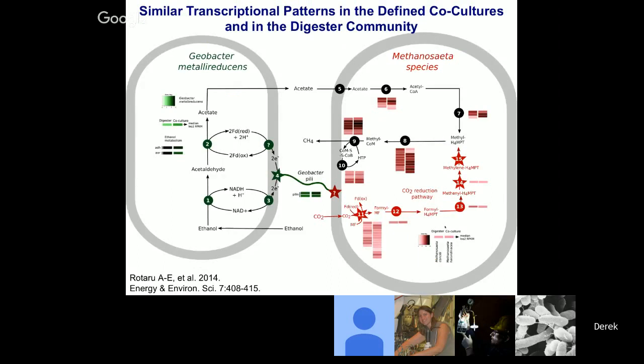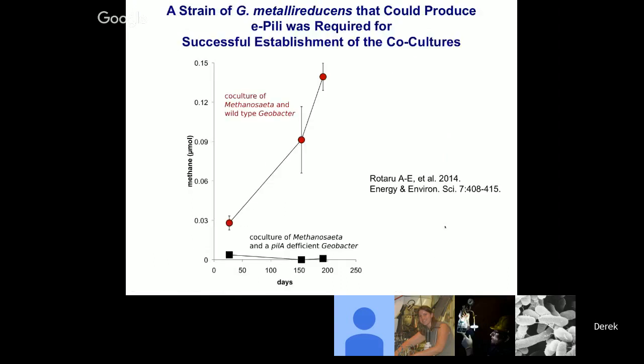So, if you look in the defined co-cultures and in the digester community, you see basically similar transcriptional patterns, which all suggest that Geobacter is metabolizing the ethanol, of course. It's producing a lot of pili, and the Methanosaeta is utilizing not only the acetate, but also the carbon dioxide that it reduces using electrons it receives from Geobacter. I wish I knew how Methanosaeta directly accepts electrons. That's not known. That's something we're working on.